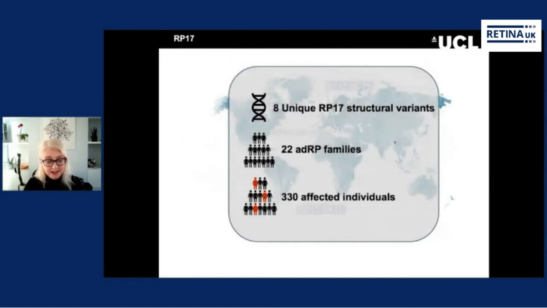So far, and really we've only just begun looking, I can tell you now we already have another structural variant identified. We have at least 9 structural variants in more than 22 families with dominant RP, with over 330 affected individuals. So this is actually quite a common cause of dominant RP, and we're only scratching the surface. We've still got a lot of patients and samples to look at to get to the bottom of how common this really is.